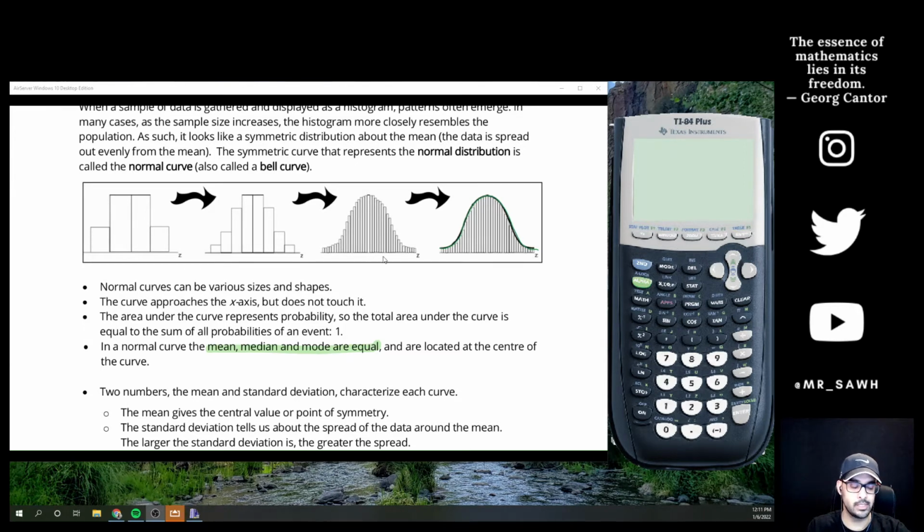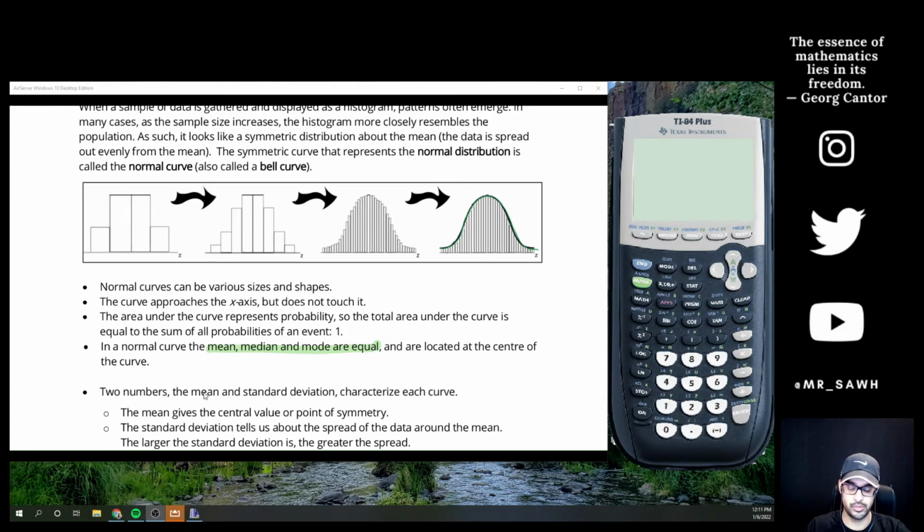The middle point. The mode here, again, if you remember what mode means, it means the most repeated. And if this is a histogram that talks about frequency, the highest bar should be the one that repeated the most, which makes sense if you look at these curves. The highest bar is also in the middle. So those three features are all going to end up being the same in a normal curve where the mean is located in the middle.